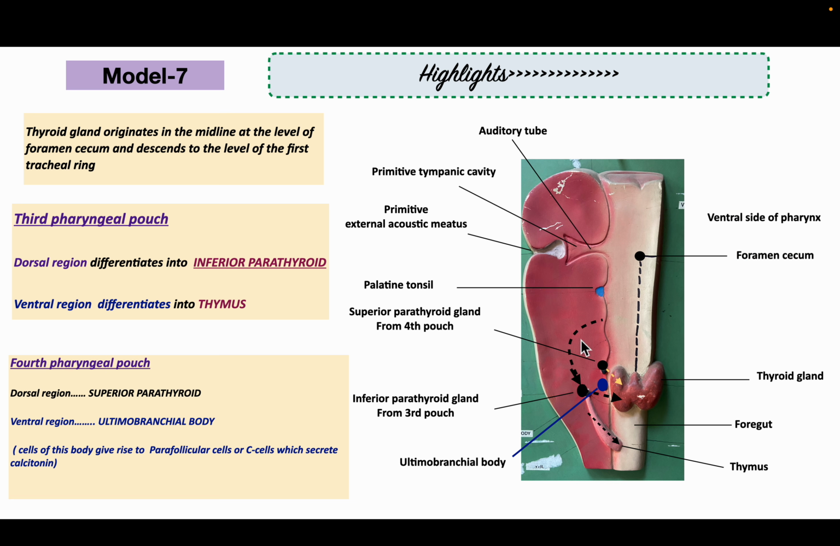Now, keeping this model in mind, the important structures which can be asked: the thyroid gland originates in the middle at the level of the foramen cecum, then descends downward to the level of the first tracheal ring. The third pharyngeal pouch, dorsal region, forms the inferior parathyroid and thymus. The fourth pharyngeal pouch, dorsal, forms the superior parathyroid, and ventral forms the ultimobranchial body. The ultimobranchial body forms the parafollicular cells or C cells of the thyroid gland, which secrete calcitonin. So this is model 7.